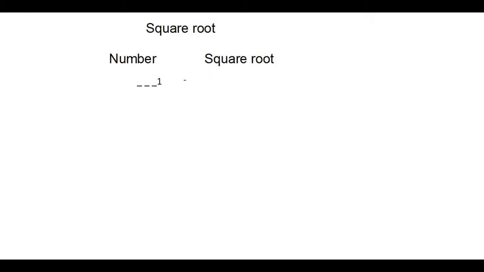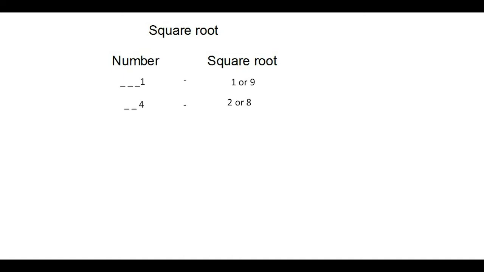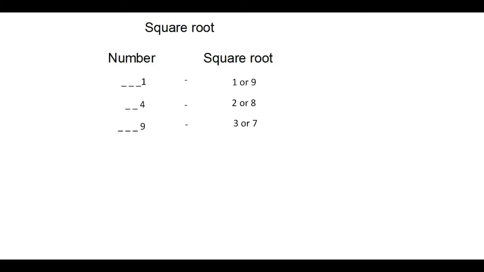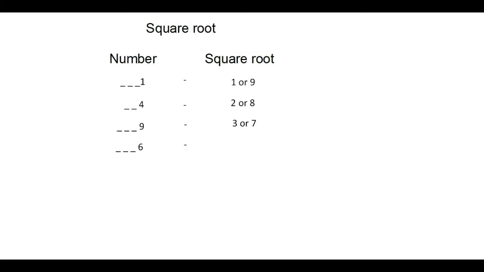Whenever a number ends with 1, its square root always ends with 1 or 9. Whenever a number ends with 4, the square root ends with 2 or 8. Similarly, if a number is ending with 9, its square root ends with either 3 or 7. When a number ends with 6, the square root ends with 4 or 6. And we very well know that when a number ends with 5, its square root also ends with 5. So this pattern should be very clearly understood and remembered to find out square roots.